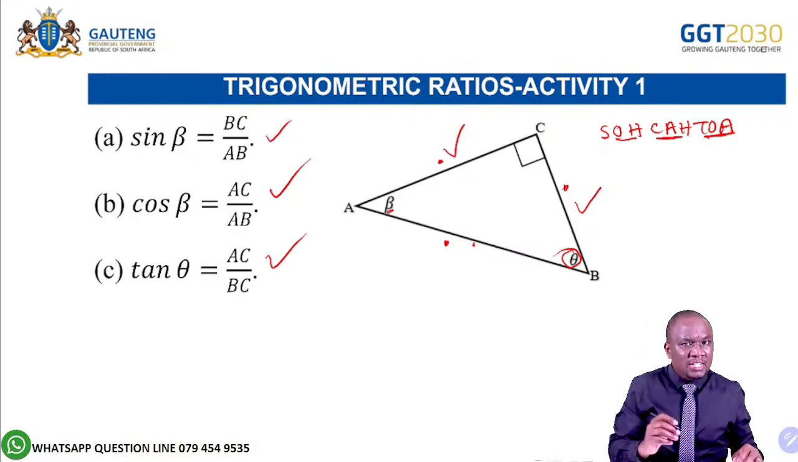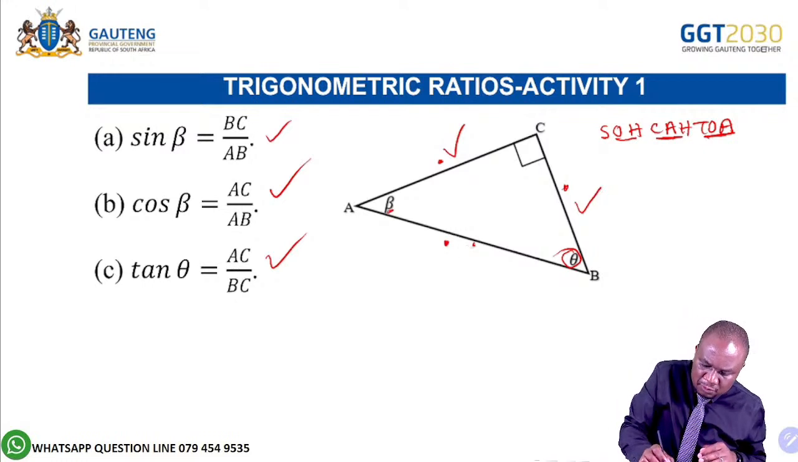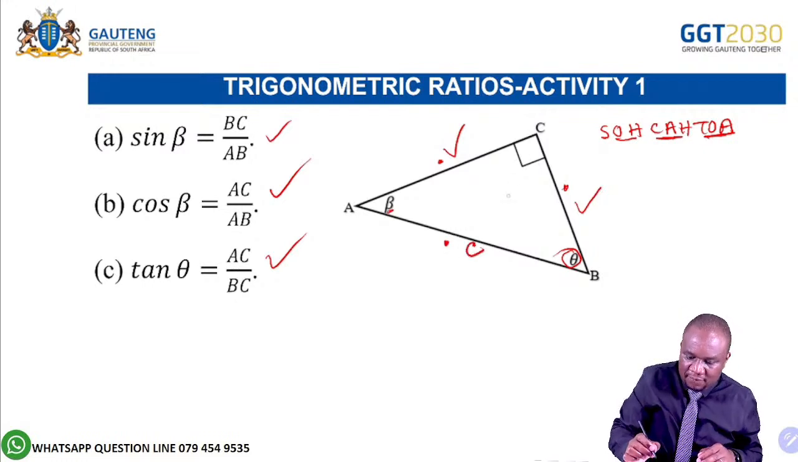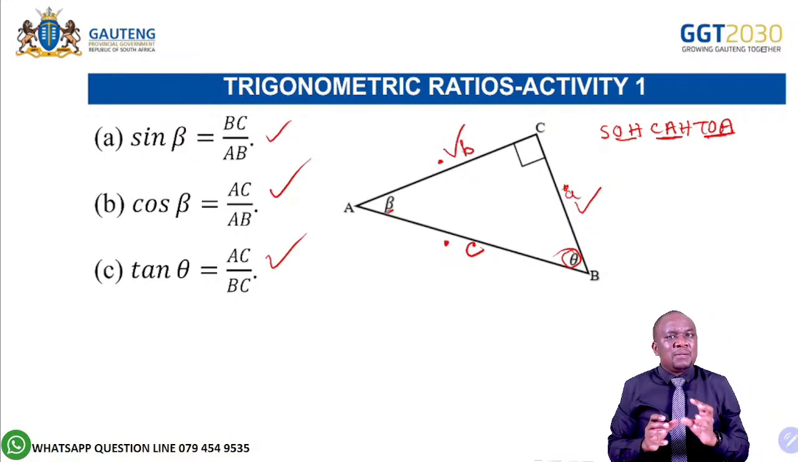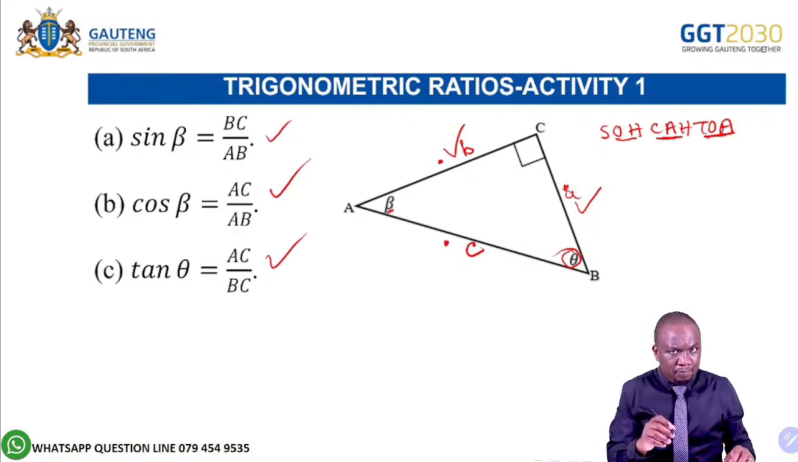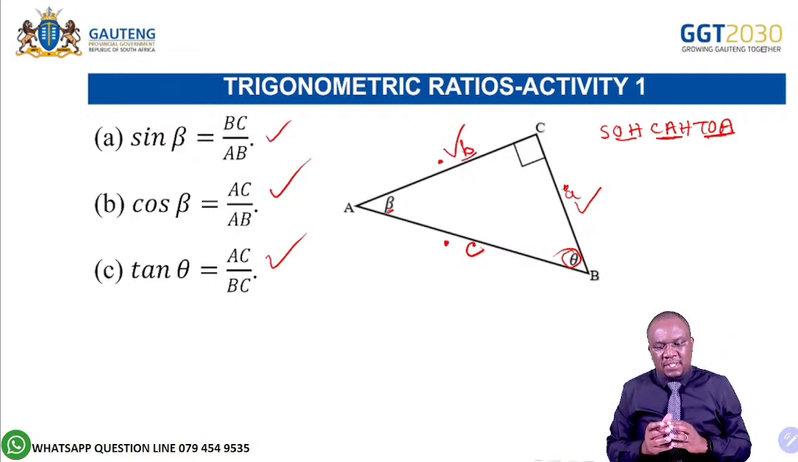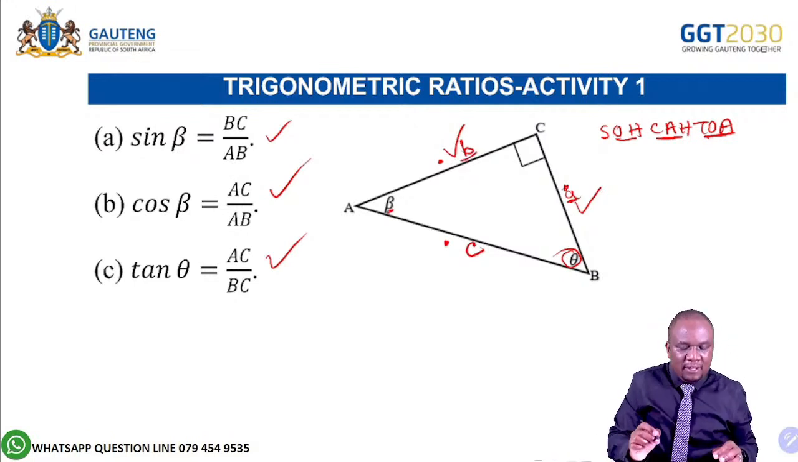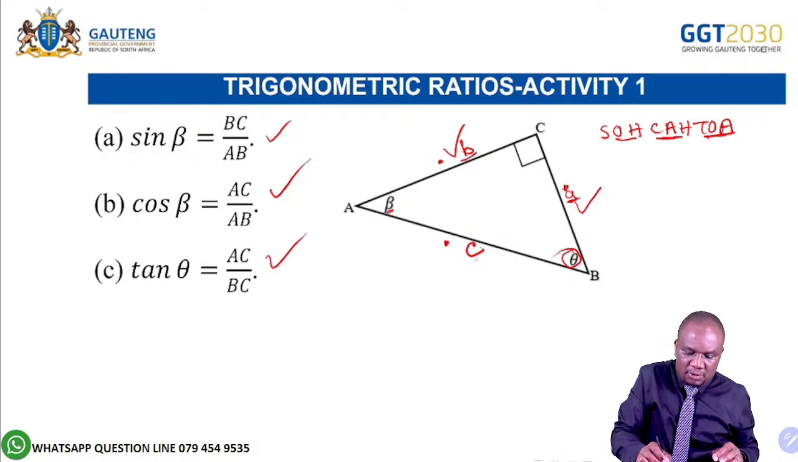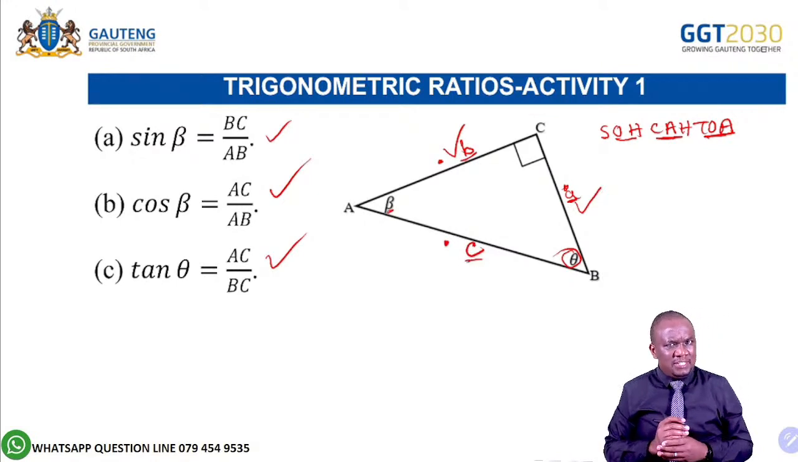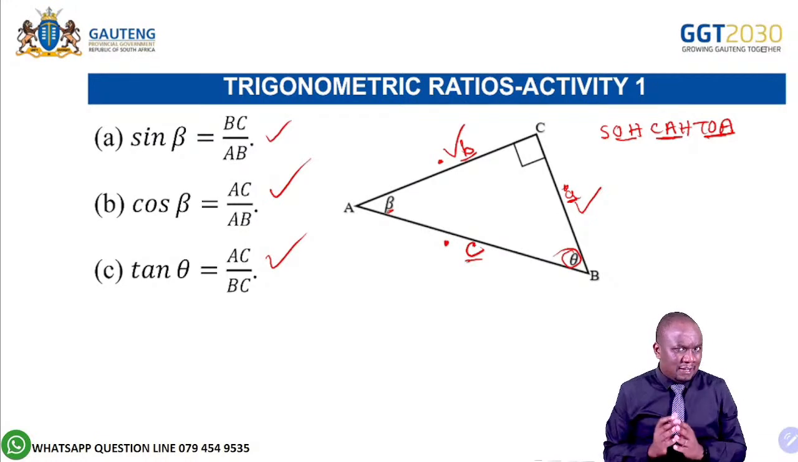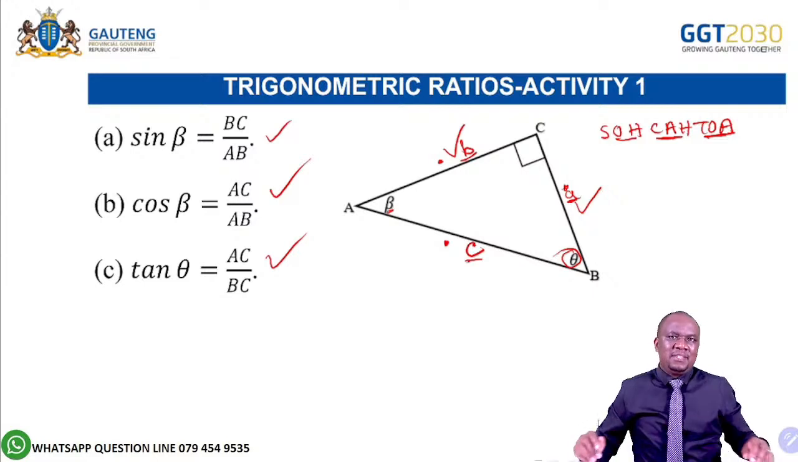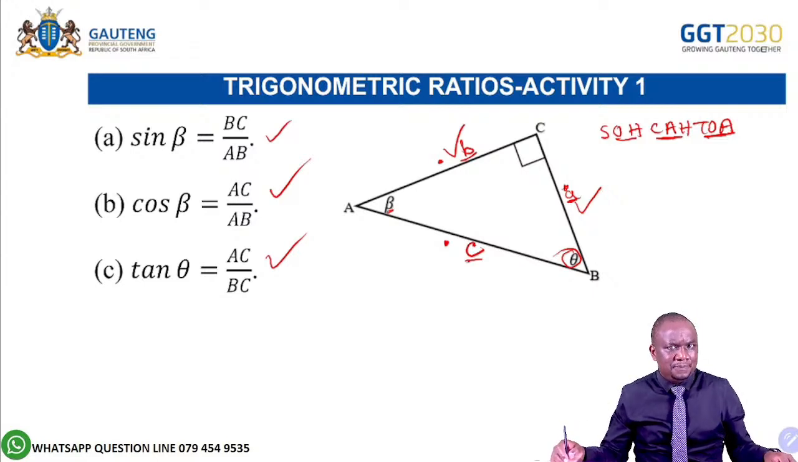Remember, sometimes we name the sides of a triangle differently. This side will be small letter c, opposite the angle. This side will be small letter b. This side will be small letter a. So sometimes you may use these small letters. Instead of saying AC, you can say small b. Instead of BC, you use small a. Instead of AB, you use small c. We cannot cover everything in this lesson, but just have that. Once you understand this part, you're going to enjoy your trigonometry.